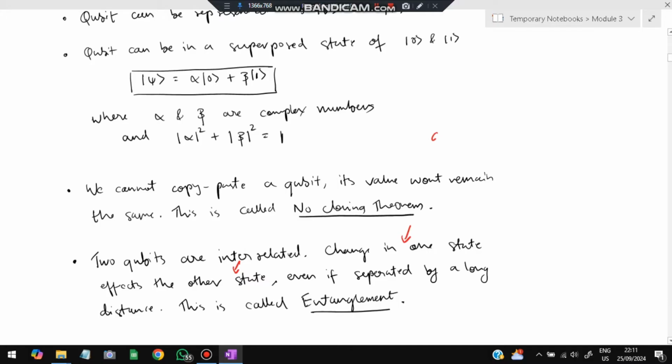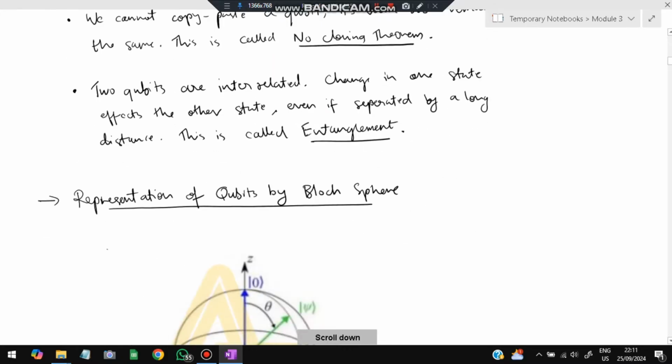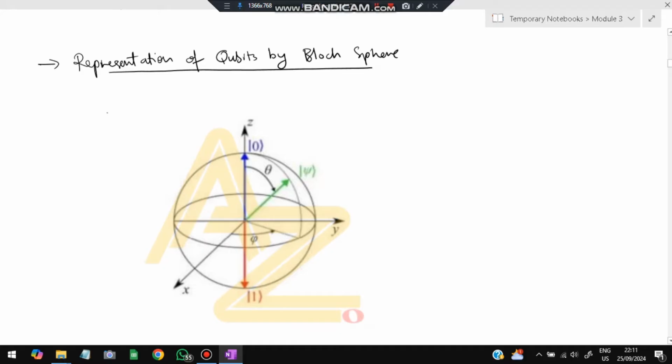Means change the value of A, the B will be affected. If this is 0, this is 1, and these both are superimposed, change the value of A here and the B will also be affected. No matter how far they are from each other, this feature is called entanglement. So how do we represent the qubits?